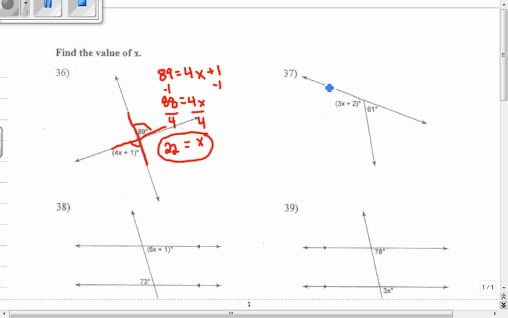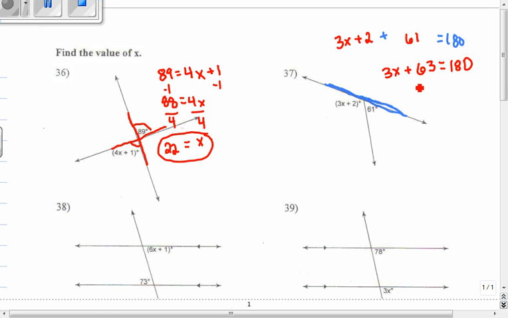All right, in problem 37, what do these two angles form? A line. So they are a linear pair, and we know that linear pairs add to 180. So I'm going to put the plus and the equals 180. And now I'm going to fill in my two angles. So I've got 3x plus 2 is one of my angles, and I'm adding that to my other angle, which is 61. So what is 2 plus 61? 63.